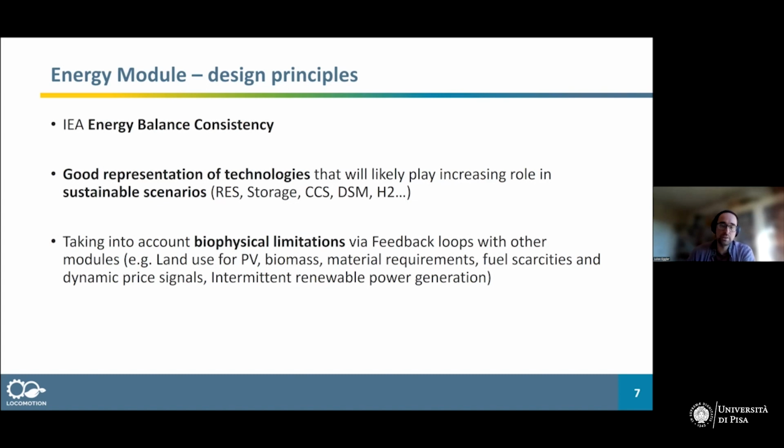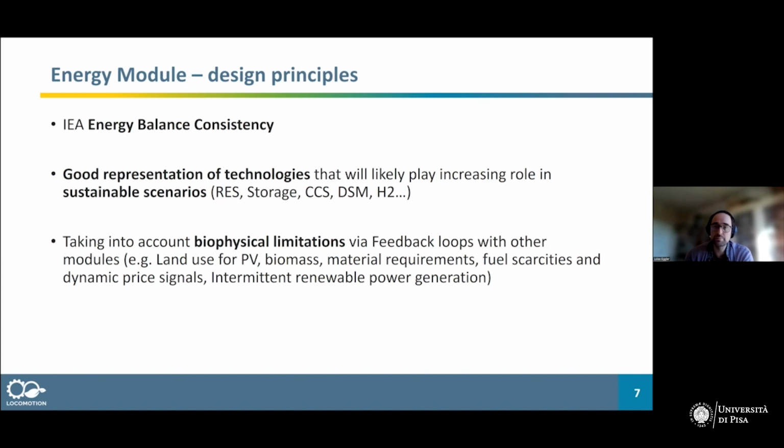For example, land use for PV, we just heard about that from Marga. Also biomass use for energy, for example, but also material requirements, fuel scarcities, material. You will hear more about that in the next lecture then by Ole. We'll model fossil fuel consumption with markets and stocks. But also there's limitations to renewable power sources.